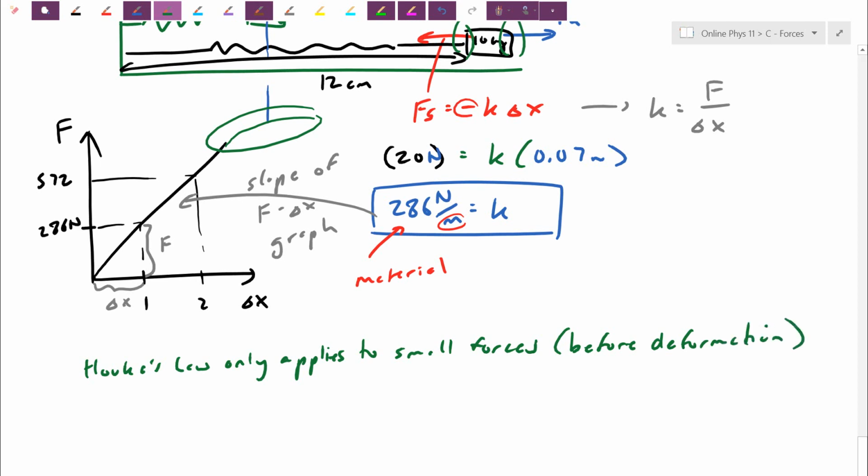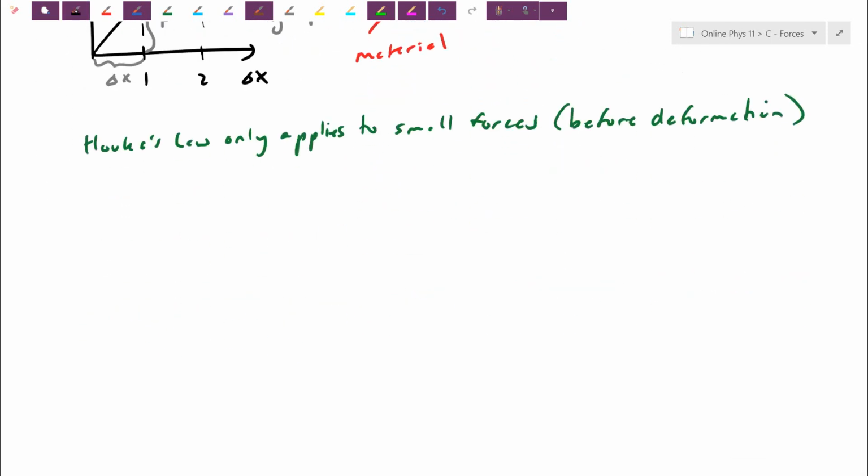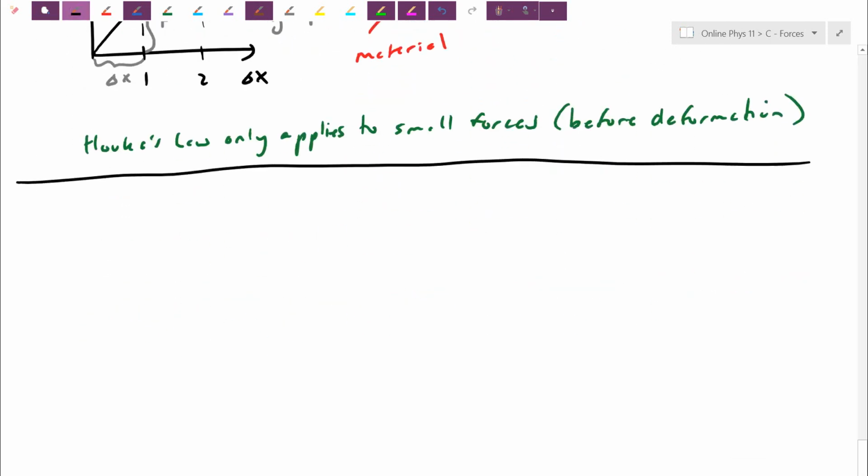And slinkies are notorious for somehow, no matter how nicely you put them away, over time they just steadily unwind, and that's sort of an indication Hooke's law doesn't apply anymore. I want to end up with one more question here. This one will just get you to think a little bit.